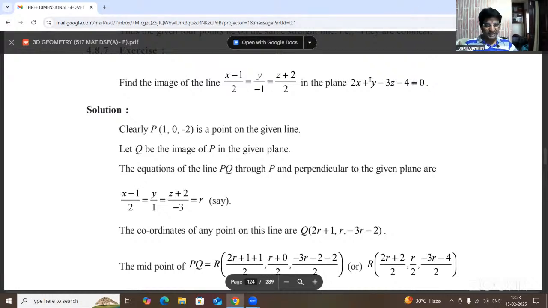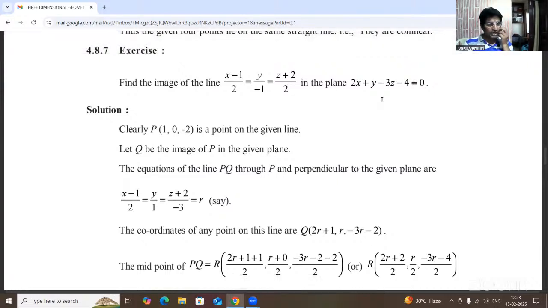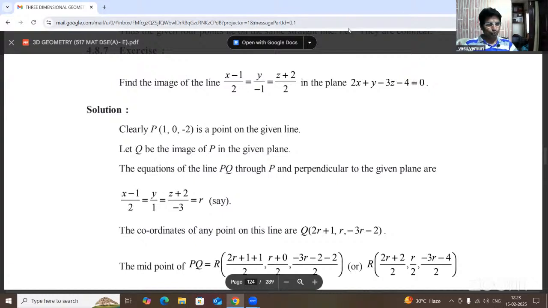2, 1, minus 3 from the normals of the plane. Write the line as x minus 1 by 2 equal to y by 1 equal to z plus 2 by minus 3, equal to say r. Here the coordinates of the point on the line are 2r plus 1, r, minus 3r minus 2. So the midpoint of PQ: the point from the line is 1, 0, minus 2, say capital P.